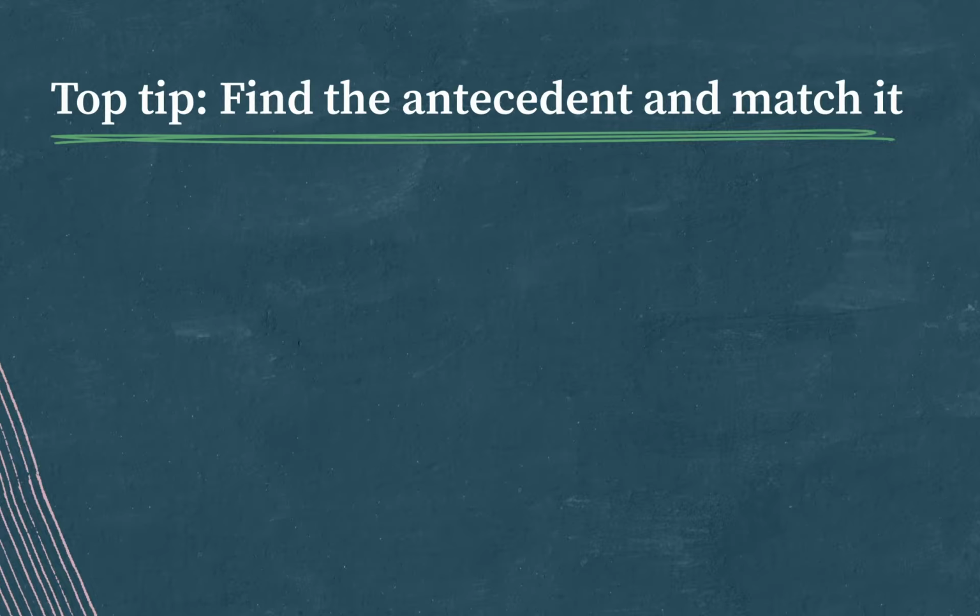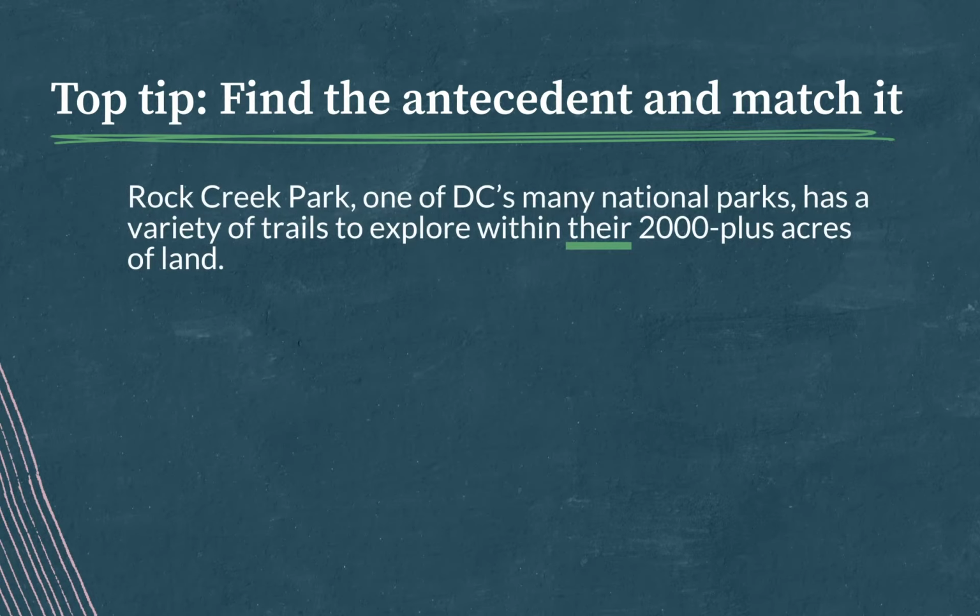And this can get complicated when there are multiple nouns in a sentence. Let's look at an example. Rock Creek Park, one of DC's many national parks, has a variety of trails to explore within their 2,000 plus acres of land. You see, even though it's close to the plural nouns trails and parks, this pronoun logically refers to Rock Creek Park, which is a singular noun, so there should be changed to its. Rock Creek Park, one of DC's many national parks, has a variety of trails to explore within its 2,000 plus acres of land. Let's head back to the passage.